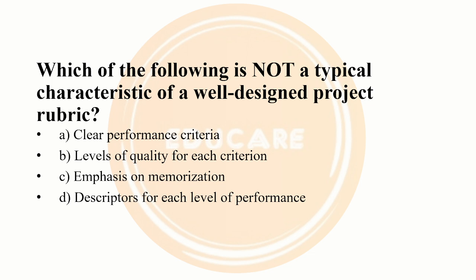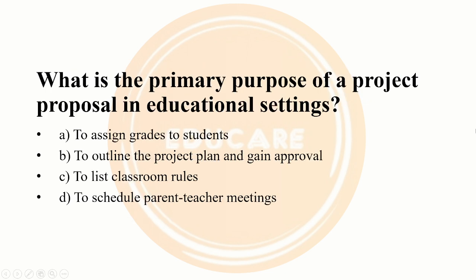Which of the following is not a typical characteristic of a well designed project rubric? Option A: clear performance criteria, B: level of quality for each criteria, C: emphasis on memorization, D: descriptor for each level of performance. Answer of this question is option C, that is emphasis on memorization.